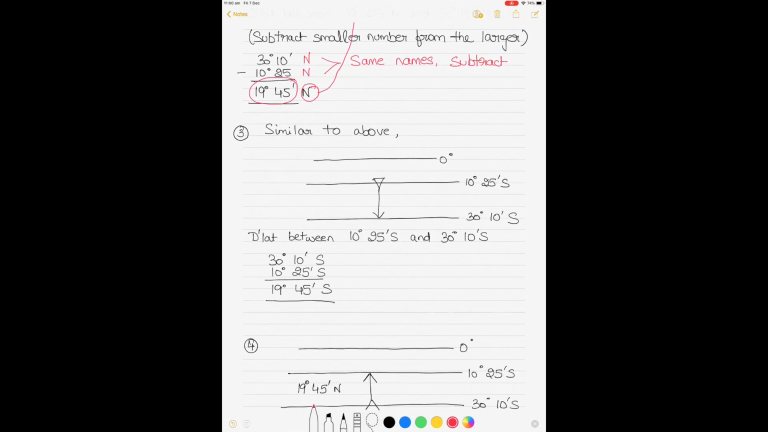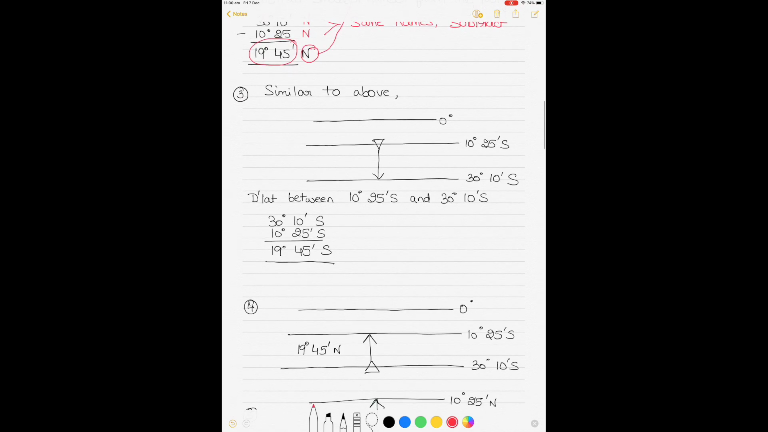Let's take another example, this time of the southern hemisphere. In example number 3, you can see the vessel is traveling from 10 degrees 25 minutes south and going towards 30 degrees 10 minutes south. So the vessel is traveling in what direction? Southerly. That's right, it's traveling in a southerly direction.